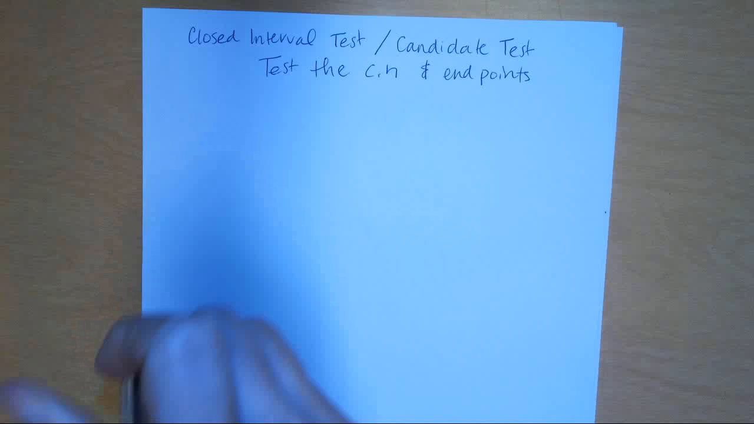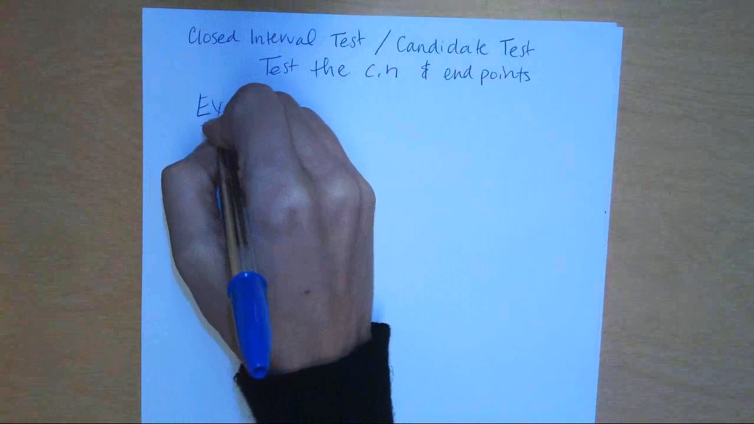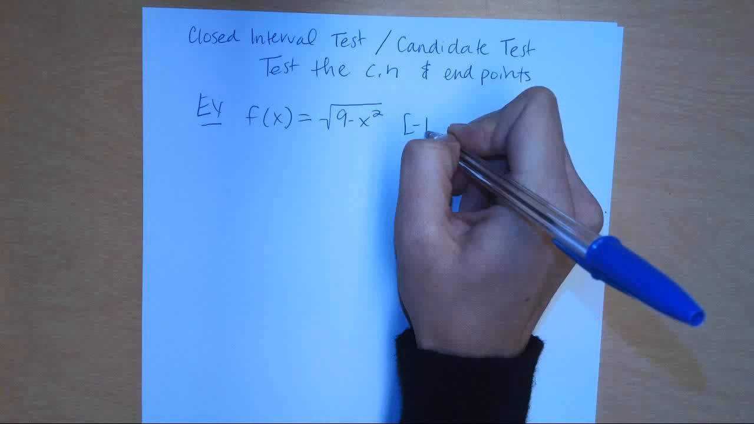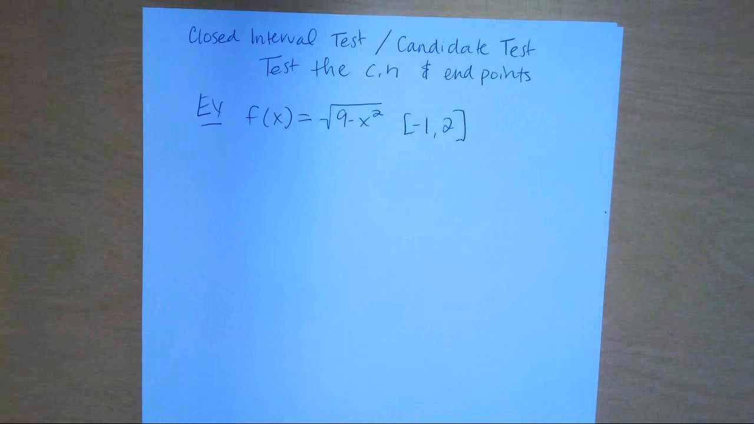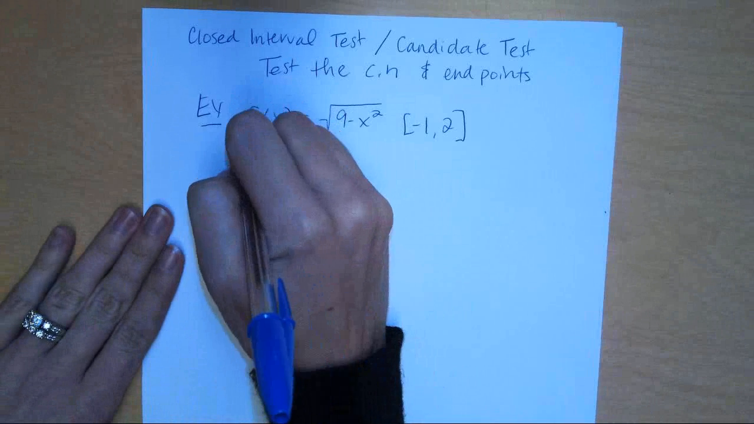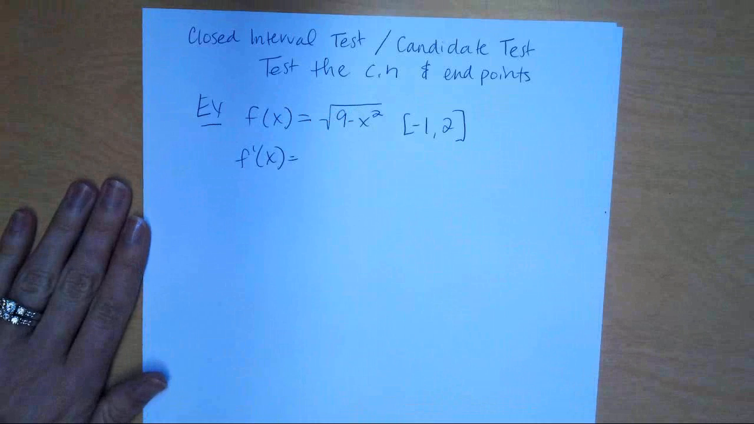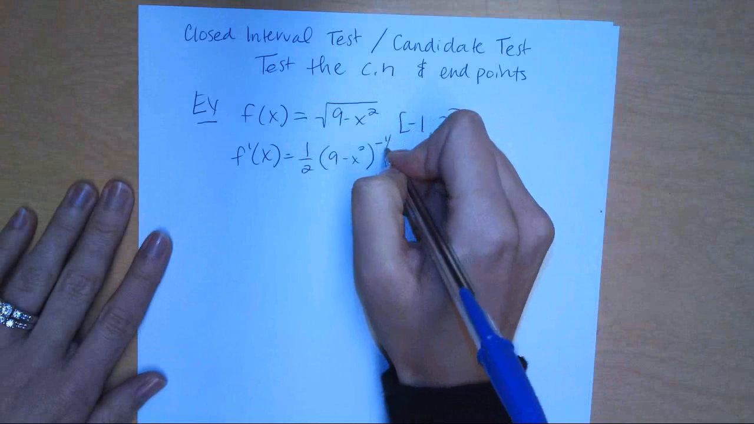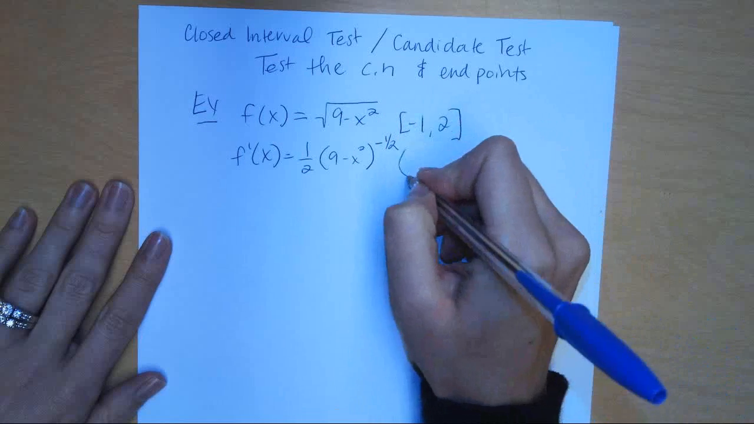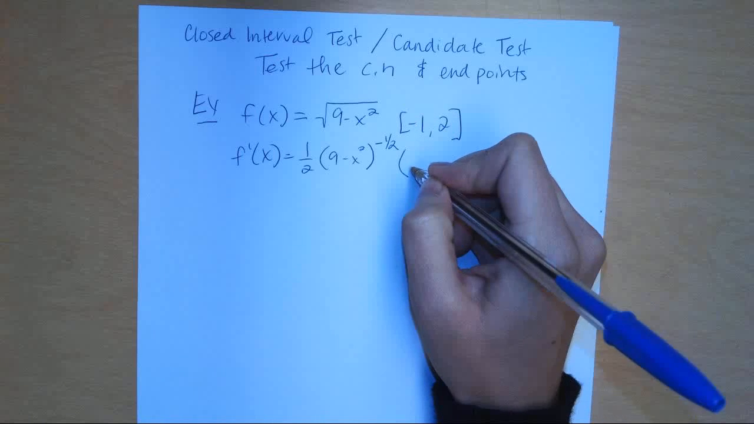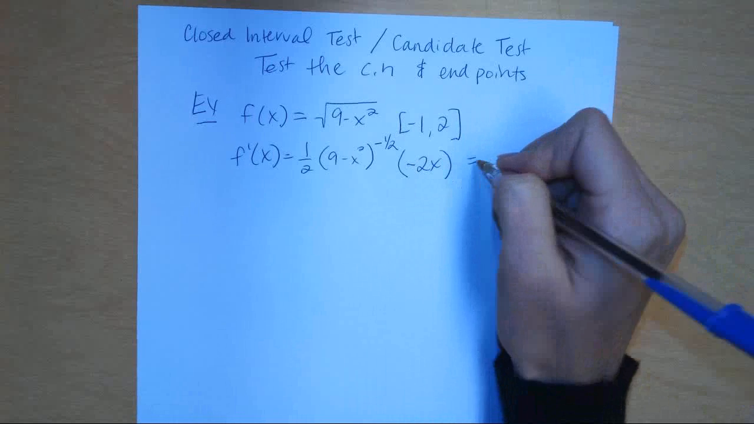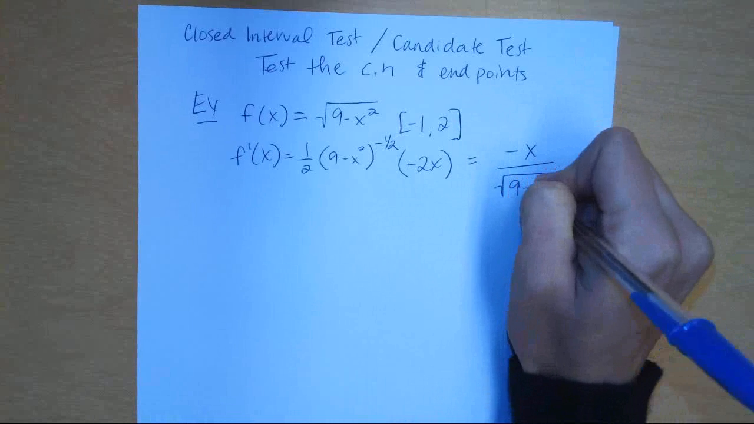Okay? Student example. Let's do f of x equals square root of 9 minus x squared on -1 to 2. So first we have to find the critical numbers. So we need f prime. Here we have stuff to the 1/2. The derivative of stuff to the 1/2 is 1/2 the stuff to the negative 1/2 times the derivative of the stuff, which is negative 2x. So this is going to be negative x over square root of 9 minus x squared.